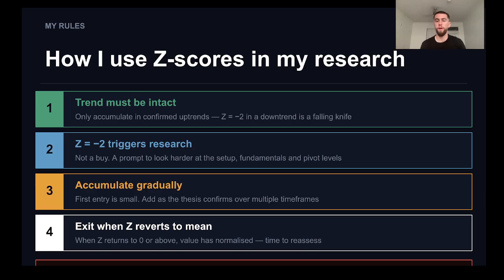So, okay, cool, we're in a -2. Or we're on the other end, we're in a +2. Okay, cool, I'm going to pay more attention to this than other things. And as I mentioned, it's an easy filtering process. And you can gradually accumulate, or you can look at setups in that zone because there's a chance that it should mean revert back to 0. And when it does go back to that 0, okay, cool, I could mean revert.